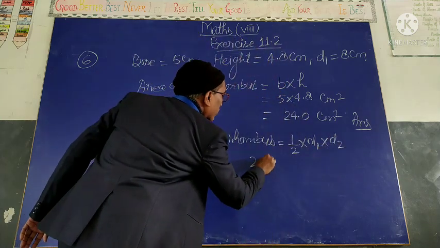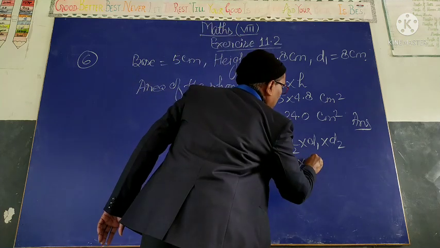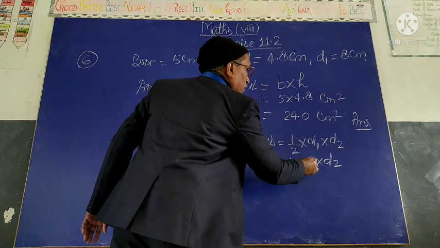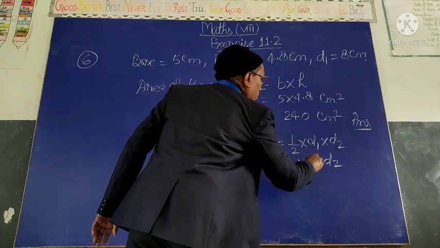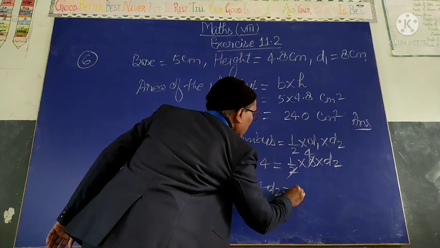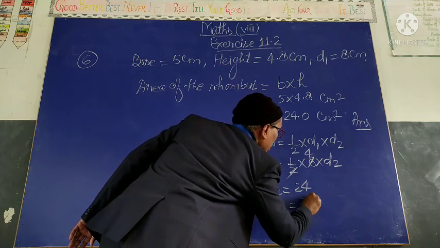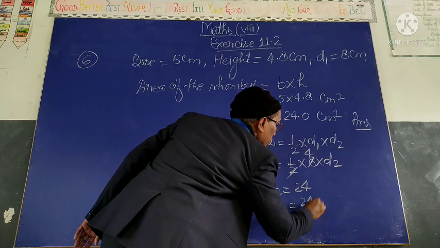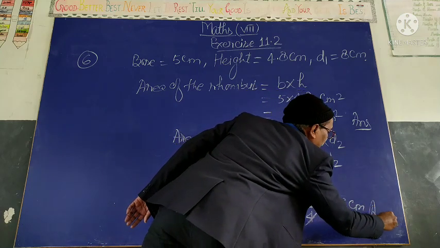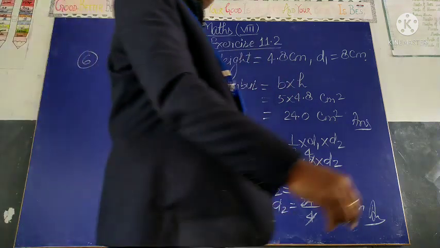Area of the rhombus is 24, equal to 1 upon 2, and d1 is 8. Find out d2. You cancel 8 by 2, you get 4. This means 4 d2 is equal to 24. Then d2 is equal to 24 upon 4. You get 6 centimeter. This is your second answer. Okay, just you carry it.